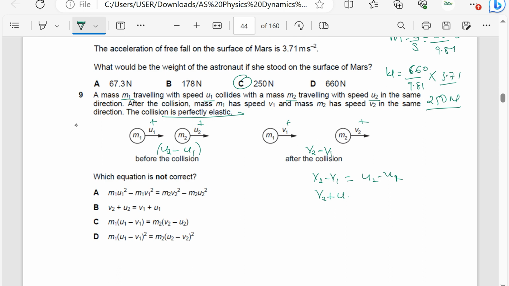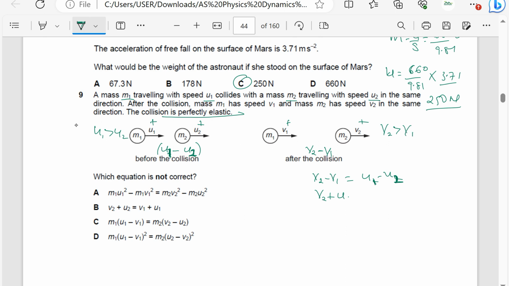If collision occurs, then it means U1 must be bigger than U2. So this is going to be U1 minus U2. If after collision this is what is happening, then V2 is bigger than V1. So V2 minus V1 is equal to U1 minus U2. So here I want you to note that U1 is greater than U2 for collision to occur. Yet here V2 is greater than V1 after collision.